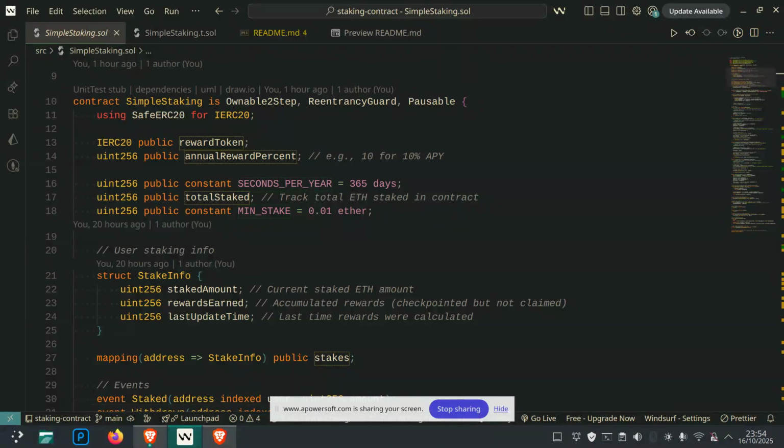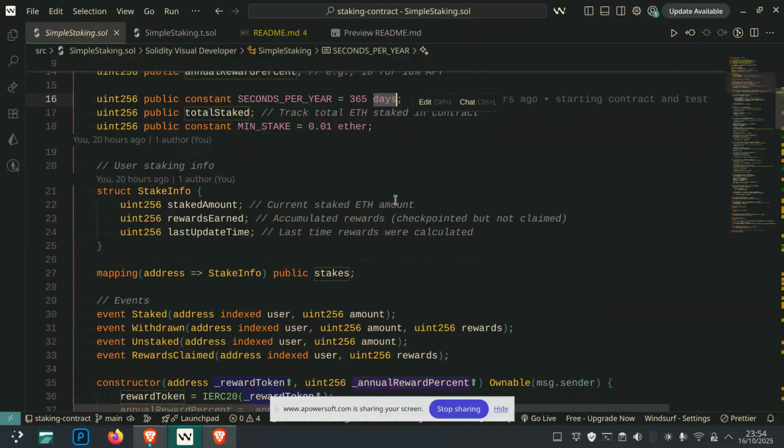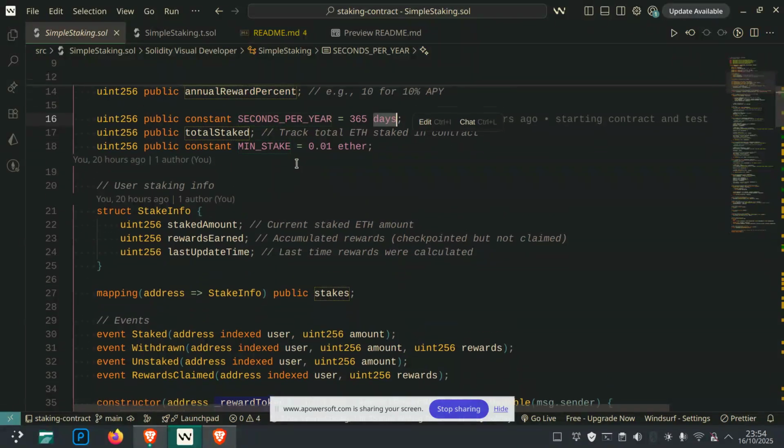Yeah, it's recording. Well, it says seconds per year, but I wrote 365 days. I spent 2 hours building the whole project, so bear with me. It's in days. You can change it. It's confusing now, I realize. Too bad for you guys.